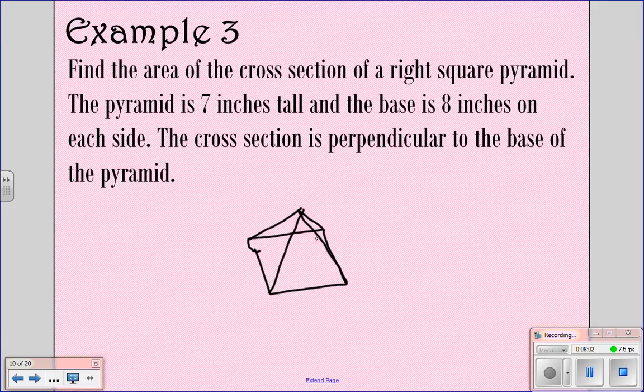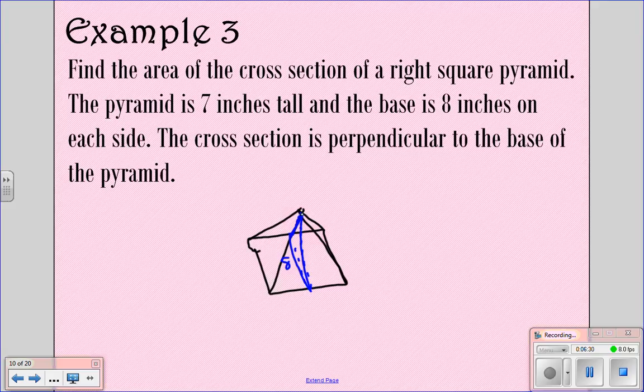So this is the base. So the cross section is going to go through this in the middle. And then it's going to come up to the vertex and then go back down over there. And so this figure is a triangle. And this length right here is the slant height. Okay. So we know that this base length here is 8 because it's the same as the length of the sides.